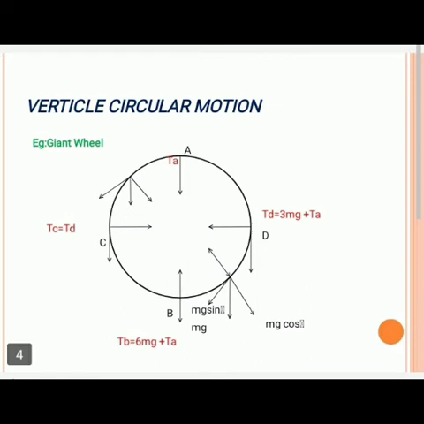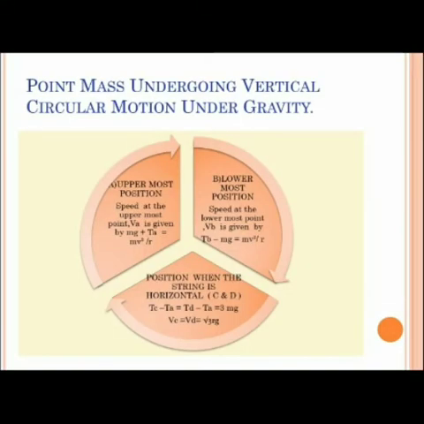Let's move to the diagram of vertical circular motion, where we have given the example of a giant wheel. You can see the four positions on the circle: the uppermost position at A, the bottom position at B, and the two horizontal positions denoted by the letters C and D. Let us talk about the tensions present at the uppermost position, the lowermost position, as well as the horizontal positions of the giant wheel.